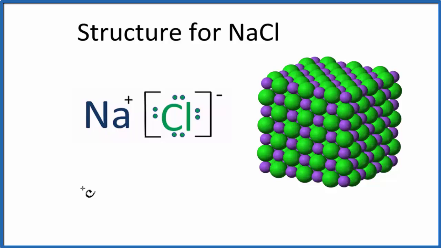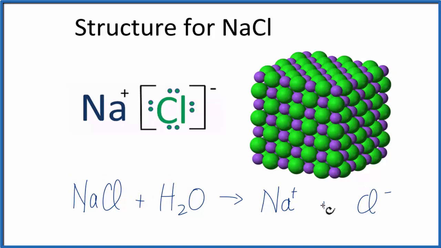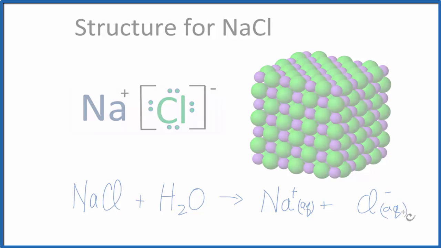If we put NaCl in water and let it dissolve, the crystal would break down into the ions, Na+ and Cl-. We'd write (aq) after each one, meaning aqueous, to show that they're dissolved in water.